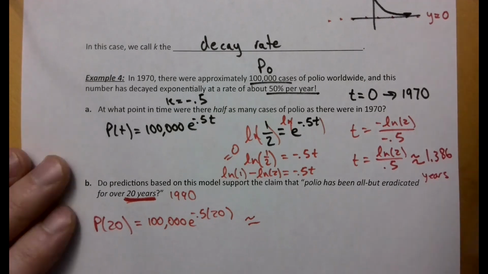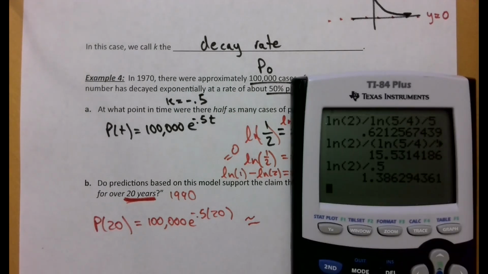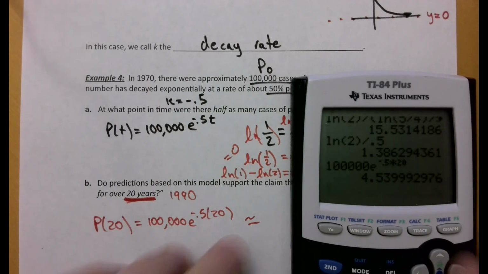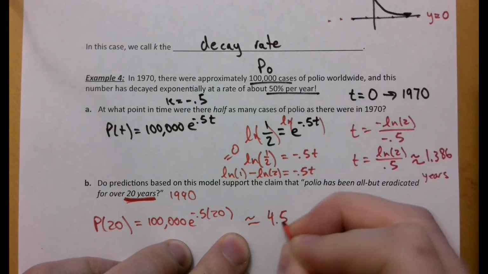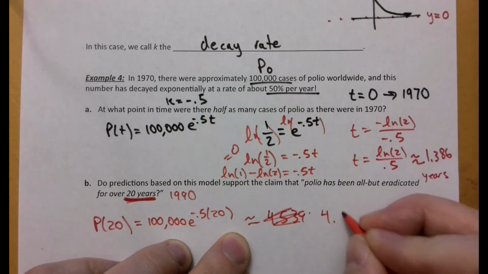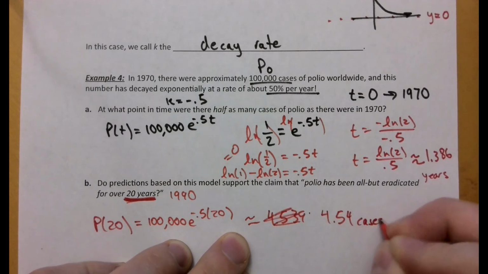Okay, let's do it that way, but then I think there's another way we could do this. So 100,000 e to the negative 0.5 times 20 equals 4.53999999 forever. So let's just round this to 4.54 cases. Yeah, that's all but eradicated.